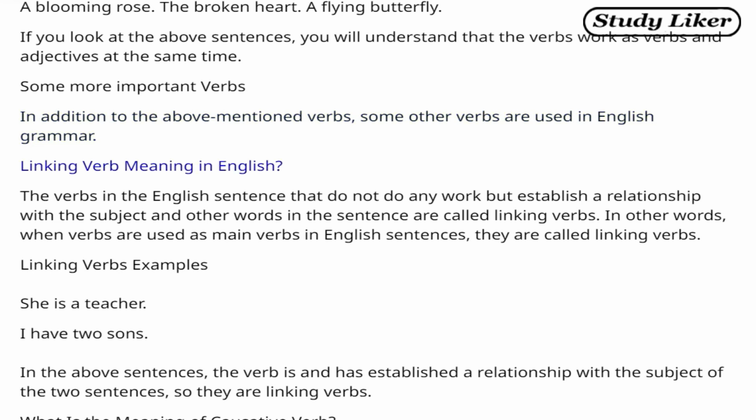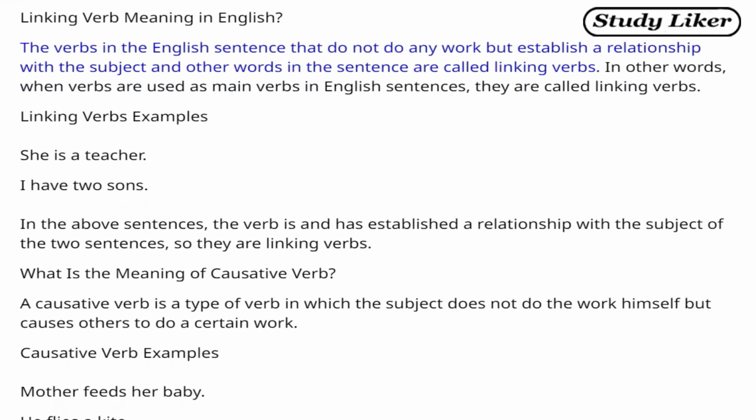Linking verb meaning in English. The verbs in the English sentence that do not do any work but establish a relationship with the subject and other words in the sentence are called linking verbs. In other words, when verbs are used as main verbs in English sentences, they are called linking verbs.